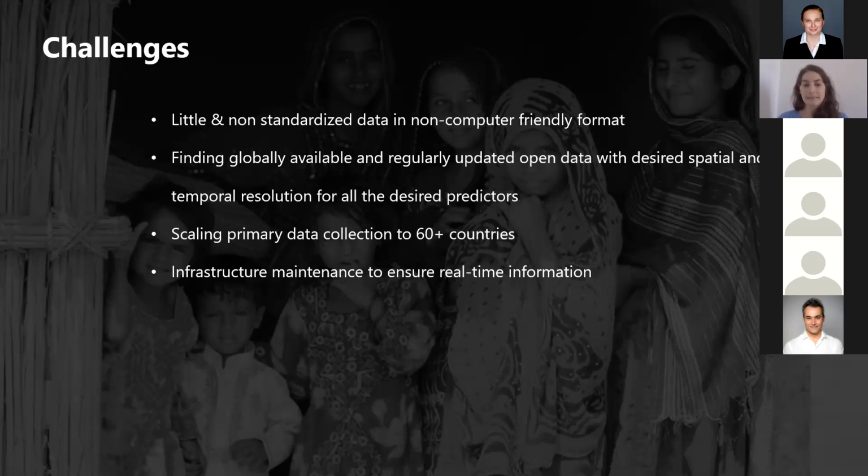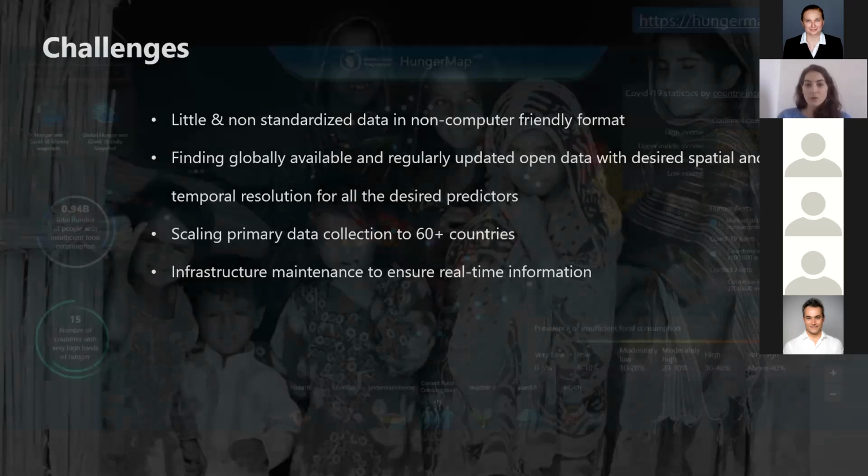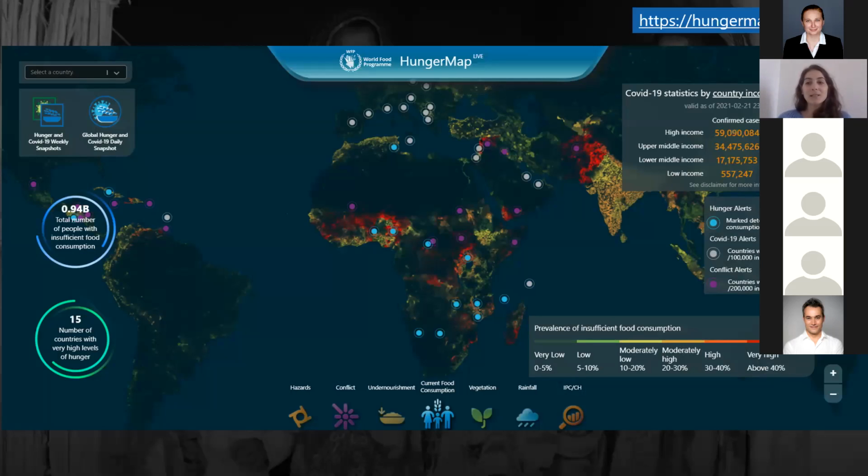And then, of course, maintenance of the infrastructure to ensure near real-time information. So if the model is to run every night, and if all these continuous monitoring systems are to provide data every night, we have a full team of software engineers as well that make sure that the infrastructure works and is stable. So all of this that I told you then goes into this platform that is openly accessible, hungermap.wfp.org. It's meant to be a digital public good, so you can all access it.